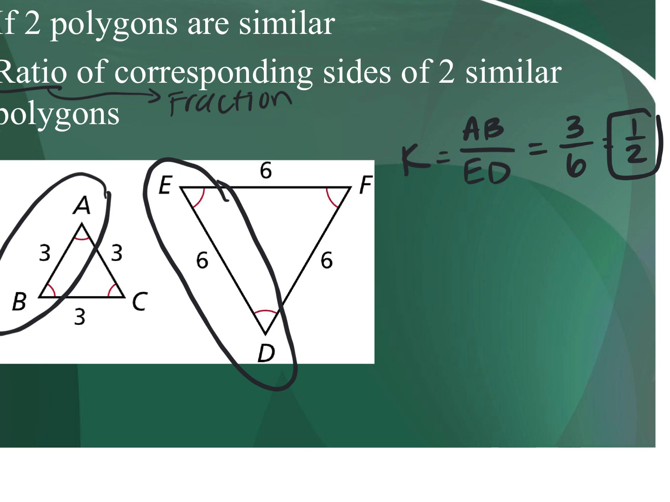Now, who's to say we couldn't put ED as the numerator and AB as the denominator? Couldn't we do that? So what else could also be my scale factor? Flip 1 over 2. What would it become? 2 over 1. So your scale factor is 1/2 or 2. It doesn't matter which one you put, okay?